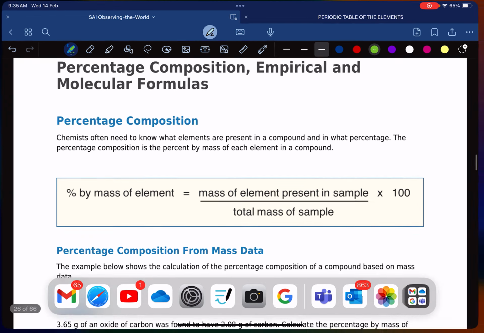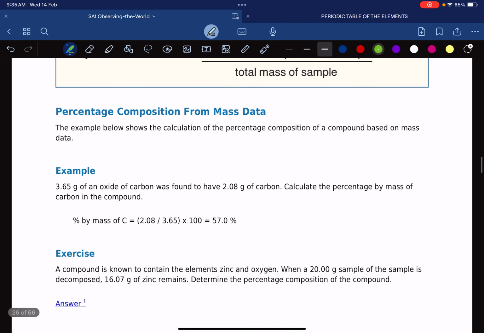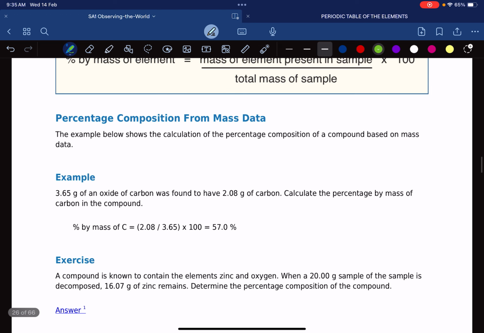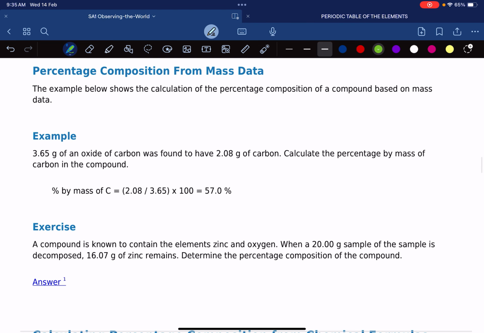Okay, let me explain this to you. Let's say you look at this example over here, right? It says 3.65 grams of an oxide of carbon. So what does this mean? It means that there is carbon and there is oxygen. That's it, because it's just an oxide of carbon. It says that there is 2.08 grams of carbon, and the total is 3.65 grams.